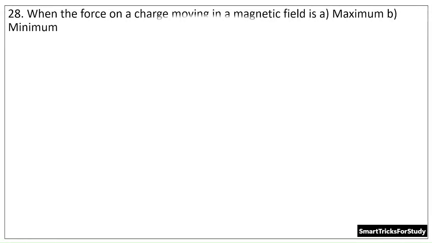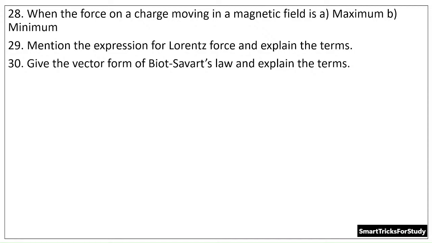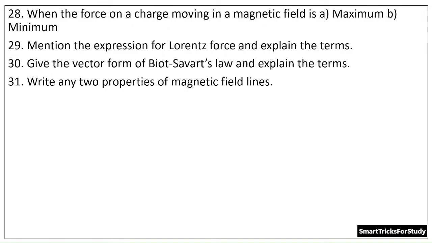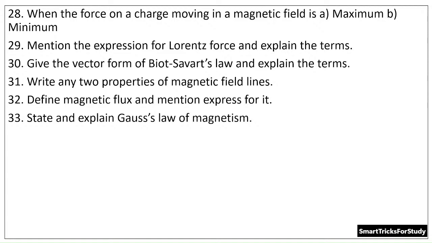28. When the force on a charge moving in a magnetic field is A. Maximum. B. Minimum. 29. Mention the expression for Lorentz force and explain the terms. 30. Give the vector form of Biot-Savart's law and explain the terms. 31. Write any two properties of magnetic field lines. 32. Define magnetic flux and mention expression for it. 33. State and explain Gauss's law of magnetism.